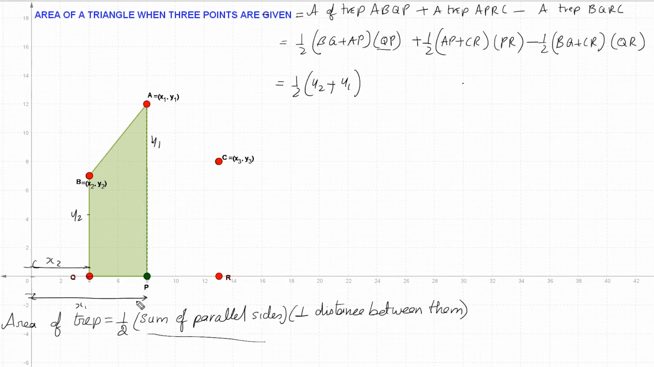It means this full distance, and in that, let me cut off this part so that you get QP. So I can write as X1 minus X2. So we can write this as X1 minus X2. That's what it is, this length. So that's the perpendicular distance. We can write as X1 minus X2. Beautiful. Let's take the second trapezium.